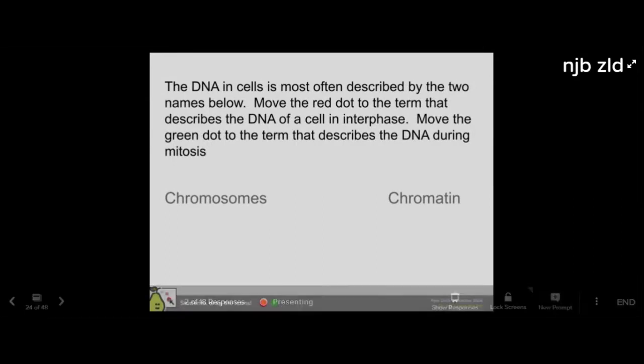Okay, we got some more interactives for you here. So come have fun with this. The DNA in cells is most often described by two names. Move a red dot to the term that describes the DNA of a cell in interphase. Move a green dot to the term that describes DNA during mitosis. Red interphase, green mitosis. I got to memorize one of them so I know which way to go.